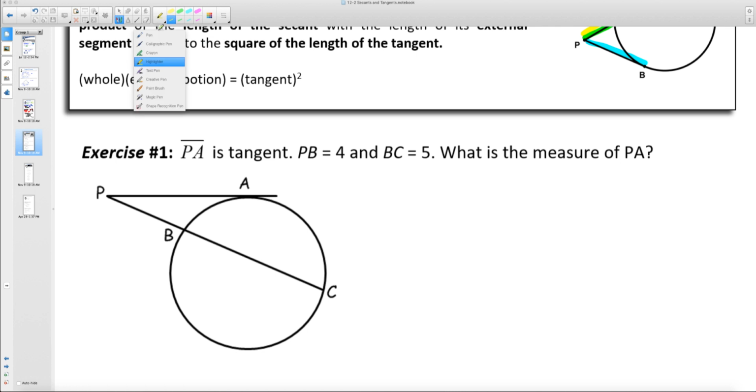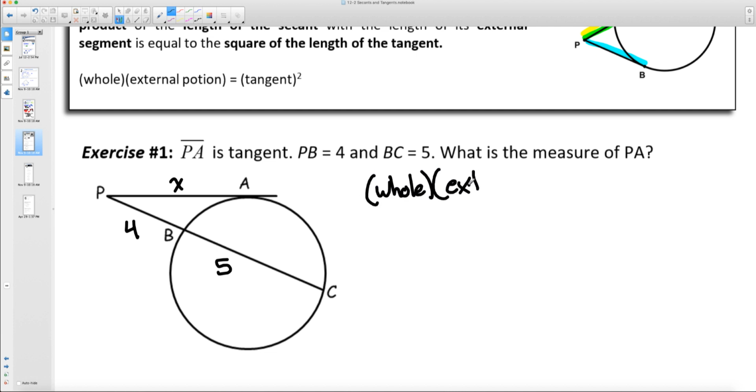So here we go. We have a tangent. PA is a tangent, and PC is a secant. PB is 4. BC is 5. What is the length of PA? I'll call that x. So it's going to be the whole secant times the external portion is equal to the tangent times itself twice, or tangent squared.